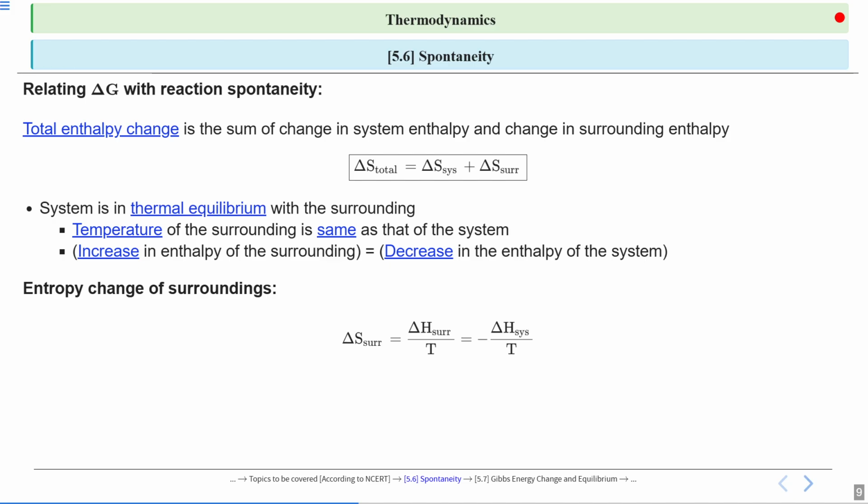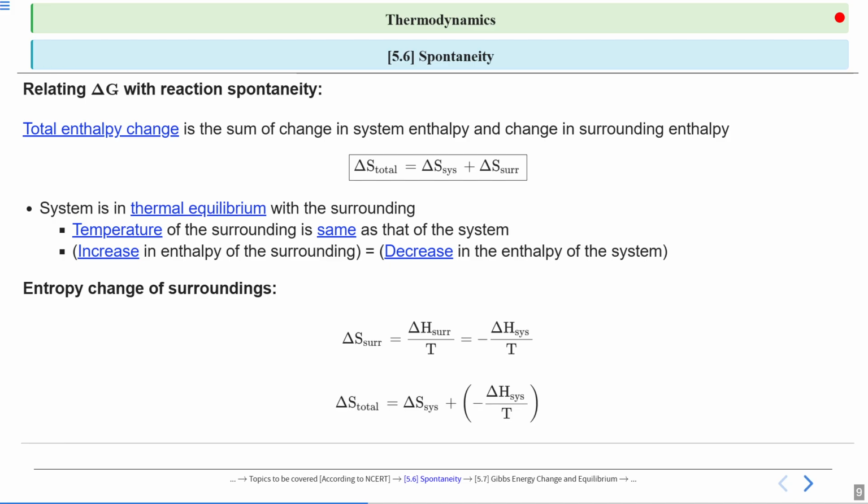Because most of the reactions that we carry out are kept in an open container, the pressure is equal to the atmospheric pressure. And if the pressure is constant, then we can replace the Q reversible with the enthalpy, as we have done before. For the positive, we have plus Q surrounding, therefore we can write it as enthalpy change for the surrounding. For the opposite case, which is the system, we can write it as minus Q reversible system, therefore minus enthalpy change for the system.